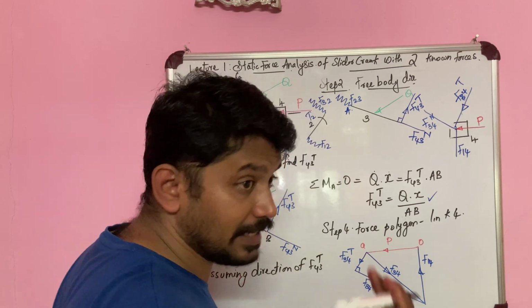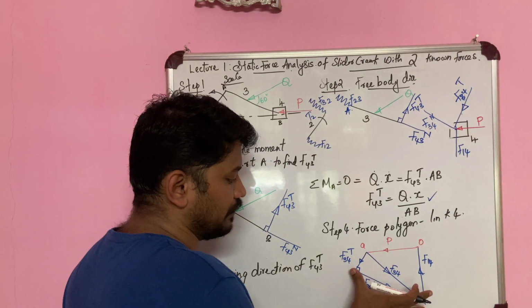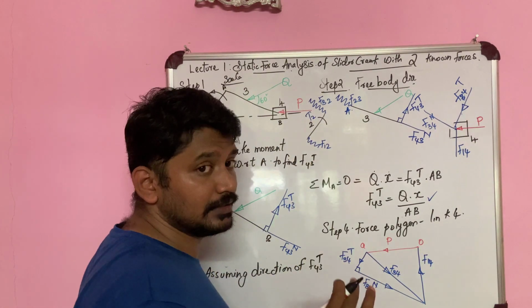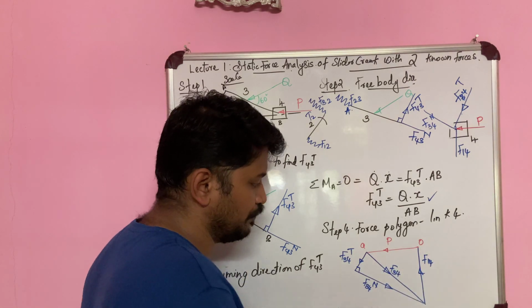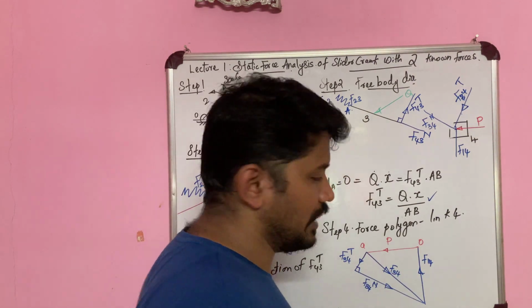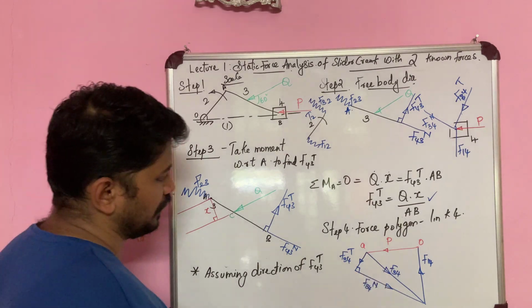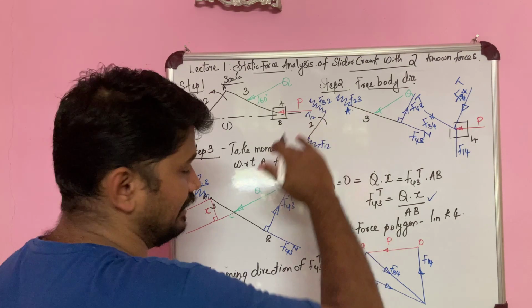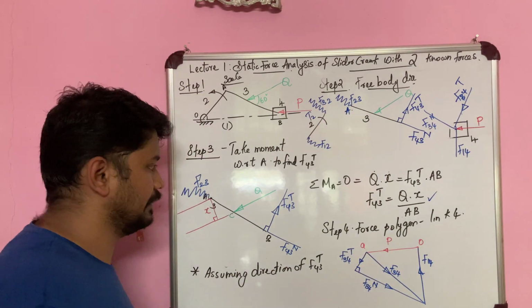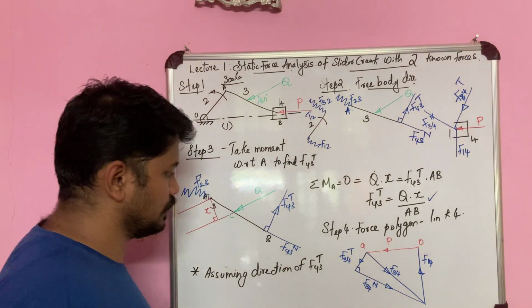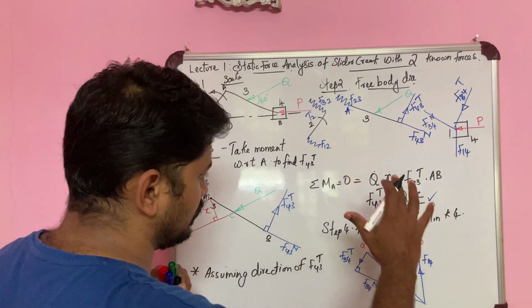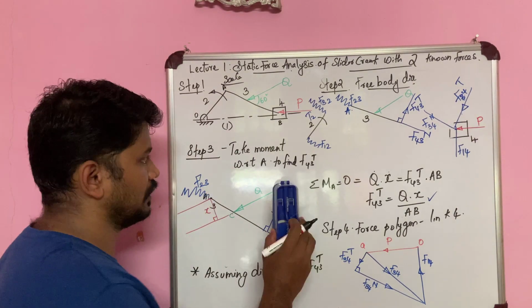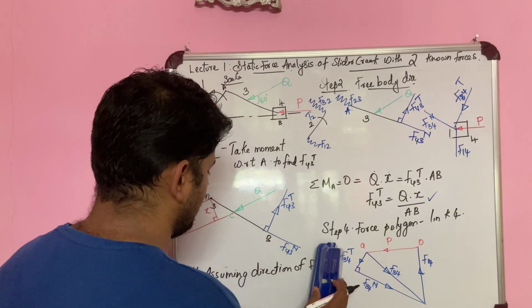So what all things did I get from here? I got the value and direction of f34n. Similarly, f14, magnitude as well as direction. And f34's magnitude as well as direction I obtained from here. Now I can go back to my link 3 and draw the force polygon for that. That is our next step, number 5. Let us see.